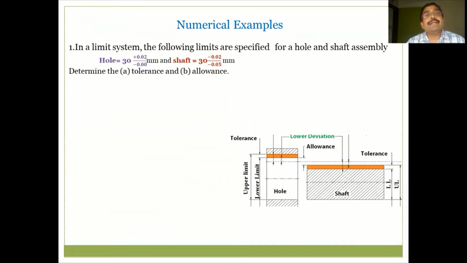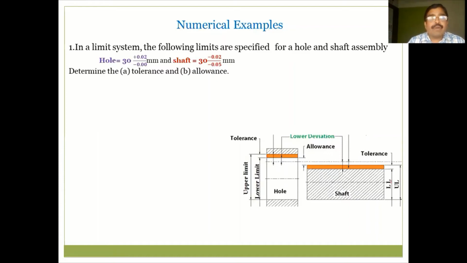In a limit system, the following limits are specified for the hole and shaft assembly. Hole is equal to 30 plus 0.02 and minus 0.00. That is the tolerance given on the hole. For the shaft, that is equal to 30, tolerance is minus 0.02 and minus 0.05 mm. Determine the tolerance and allowance.